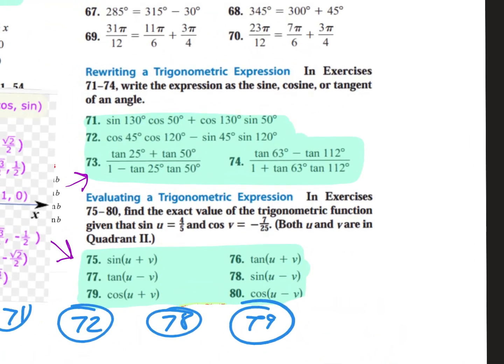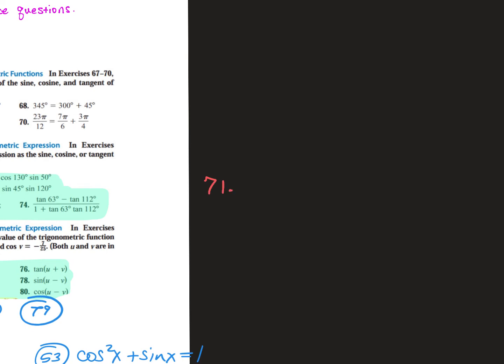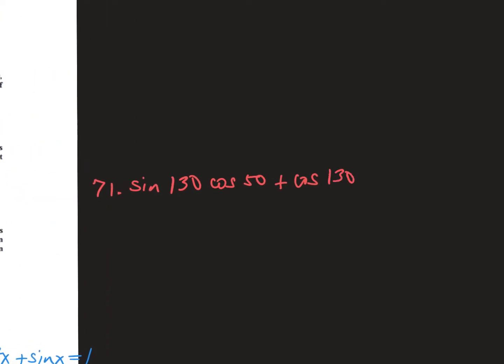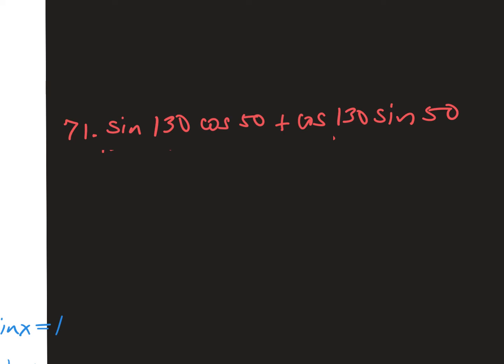Okay, what did I say we wanted to do up here? 71 and 72. All right, so 71 says sine of 130 times the cosine of 50 plus cosine 130 times the sine of 50. The directions say write the expression as the sine, cosine, or tangent of an angle. This is when you take your formulas, the sum and difference identities, a plus b, a minus b, and figure out which one they're talking about and then work backwards.